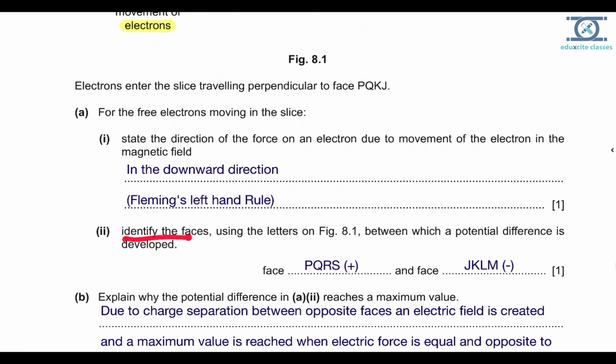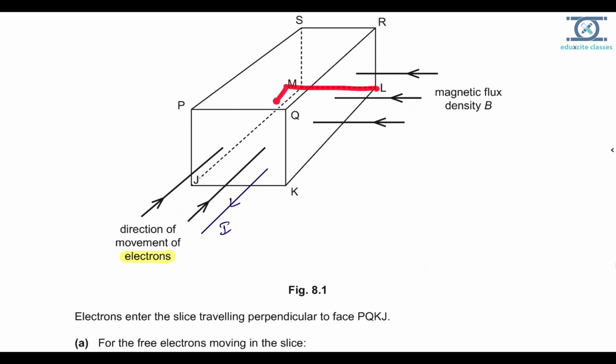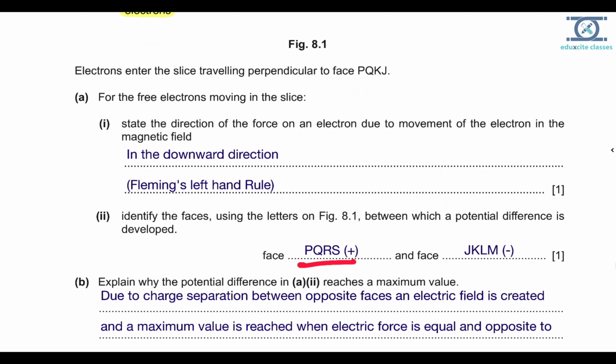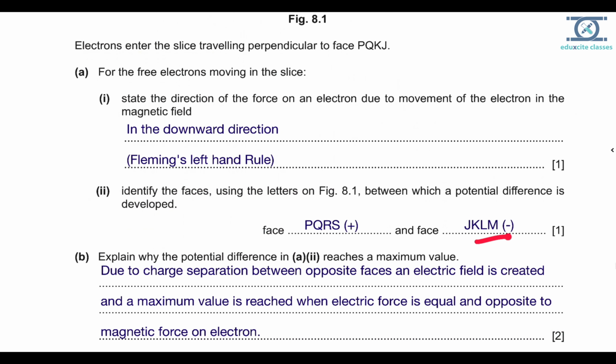Now, identify the faces using the letters between which a potential difference is developed. The face PQRS, as you can see, the electrons are having a force in the downward direction, so the electrons will collect at the lower face. So the positive terminal will be the opposite face, that is PQRS will be the positive terminal, and the lower face, that is JKLM, will be the negative terminal.